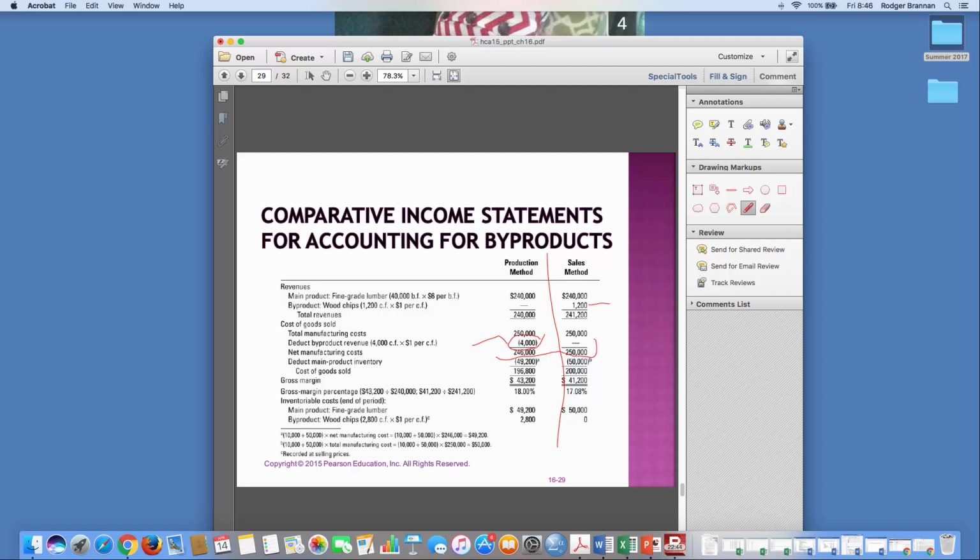Now, generally speaking, the production method tends to give you a little bit higher gross margin percentage. So that's one of the incentives for doing it. Most companies say, well, yeah, that's great, but byproducts are really so immaterial. We're not going to worry about it. We're going to throw it into the sales method. There is no right or wrong answer as long as there's a good accounting for it.